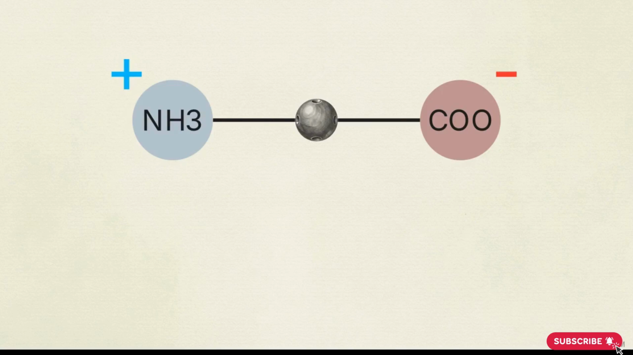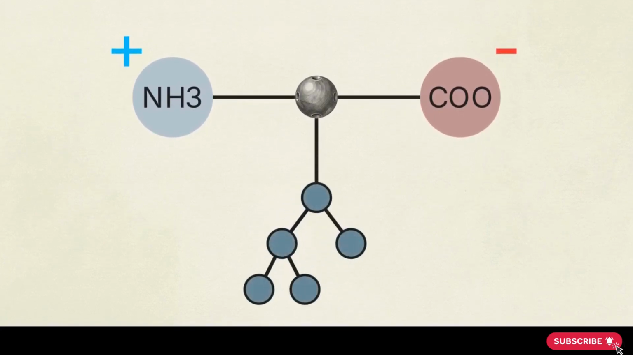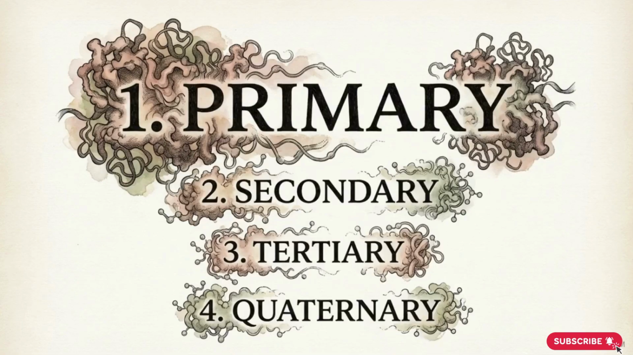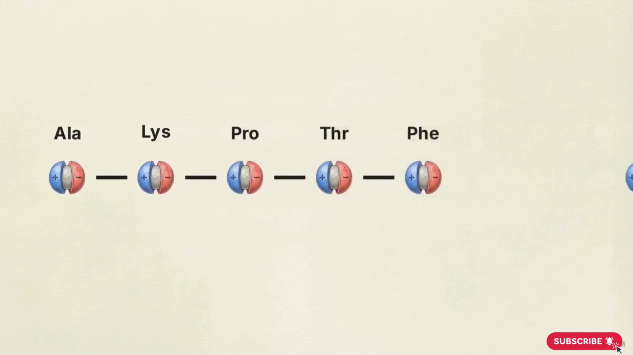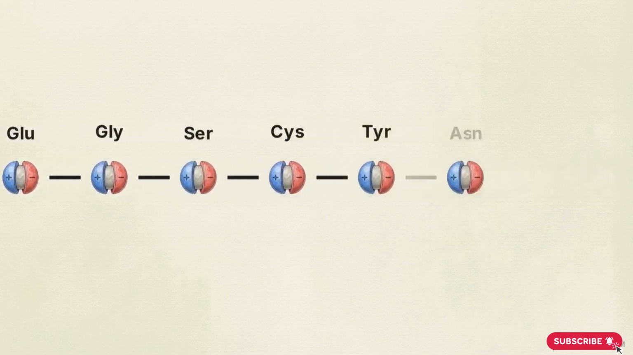What distinguishes the 20 amino acids from one another is the specific R group side chain attached to the central alpha carbon. This appendage determines the precise size, electrical charge, and water solubility of each unit. Protein architecture scales through 4 distinct levels of complexity. The primary structure, the exact linear sequence of the amino acids, acts as the fundamental thermodynamic blueprint for the whole assembly.